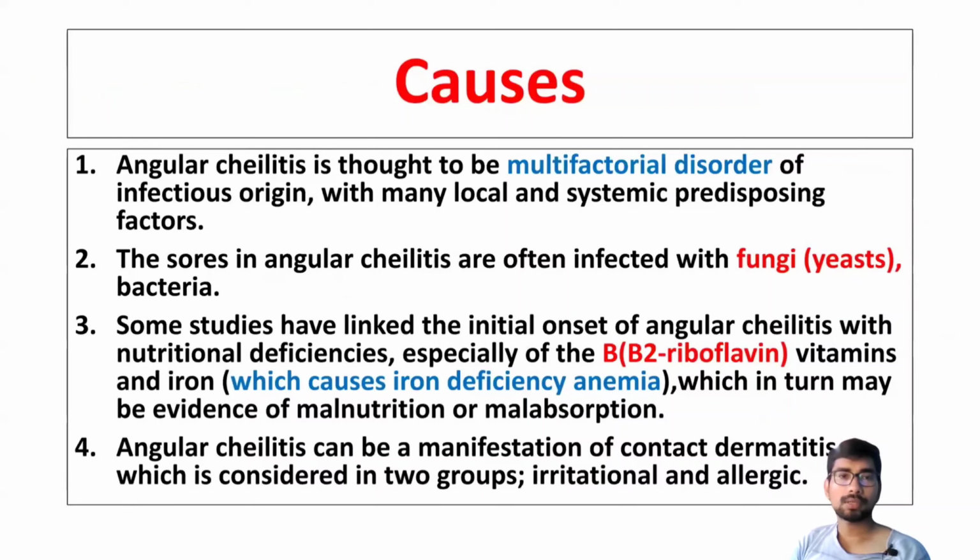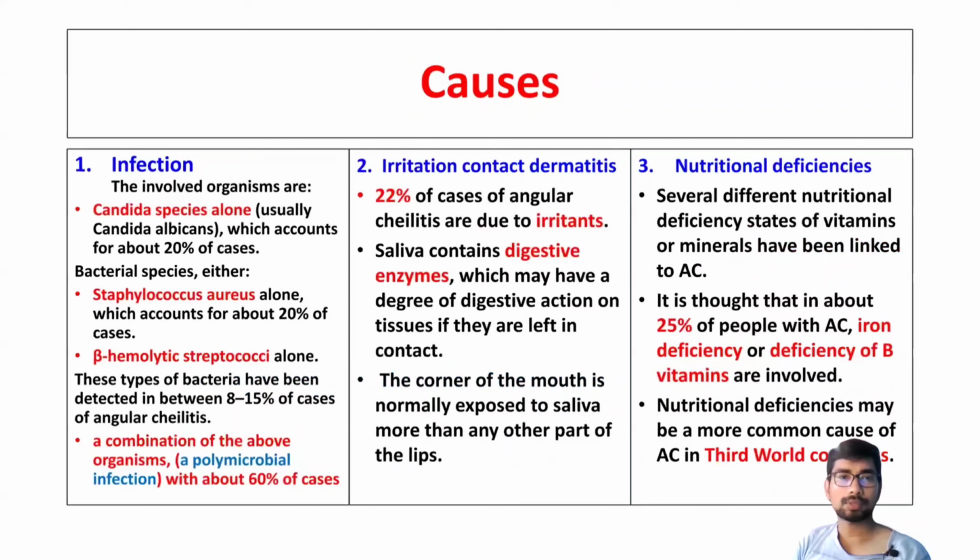The cause is multifactorial. The source in angular cheilitis is often infected with fungal yeast and bacteria. Some studies have linked the initial onset of angular cheilitis with a nutritional deficiency, especially B2 riboflavin and iron deficiency anemia, which in turn may be evidence of malnutrition or malabsorption. It is also a manifestation of stomatitis, and of contact dermatitis, which can be irritant and allergic types.